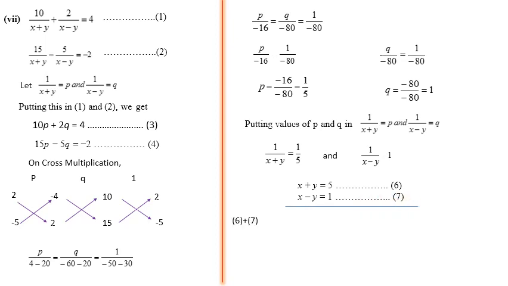Go for solving this one. When you add 6 and 7, the opposite signs will cancel. 6 plus 7 implies x plus x, that is 2x, 5 plus 1, that is equal to 6. So x is equal to 6 by 2, final answer x is 3. Substitute again to get the value of y. I am taking equation number 6, where the value of x is 3. 3 plus y is equal to 5, then y is equal to 5 minus 3, then finally y is equal to 2. So we have got the value of x as 3 and the value of y as 2.